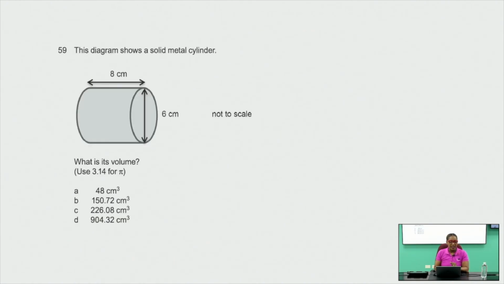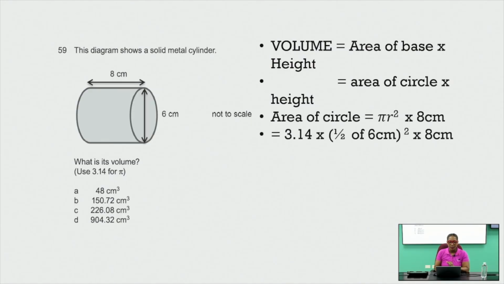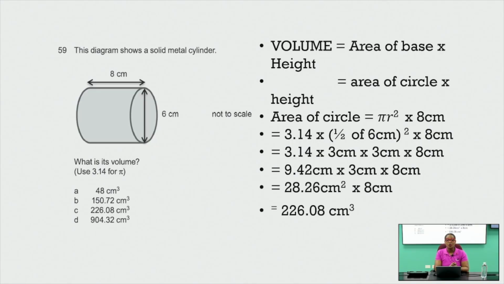Then you are at 59. The diagram shows a solid metal cylinder, and you can see the dimensions there. And you're asked to find the volume. The volume is found by finding the area of the base multiplied by the height. And we do just that. We use the same formula because the base is a circle. We find the area of the base, and the height in this instance is 8 centimeters, and we multiply through, and you would get the volume of 226.08 cubic centimeters. And your option C would be the correct option.